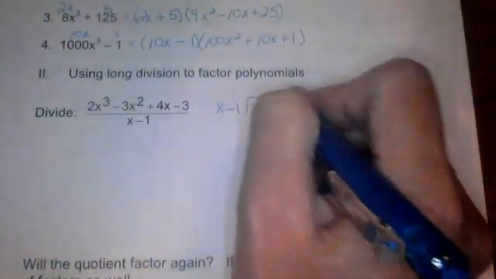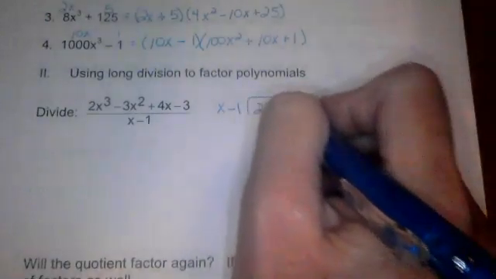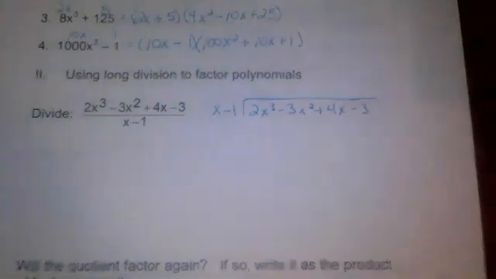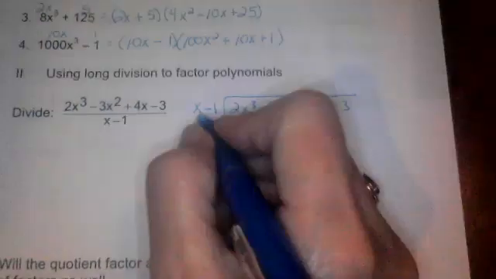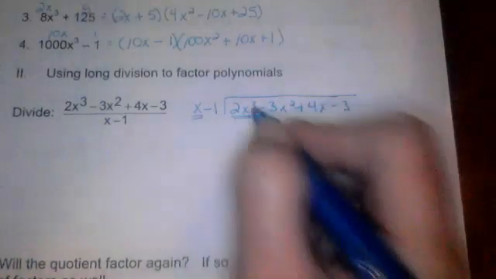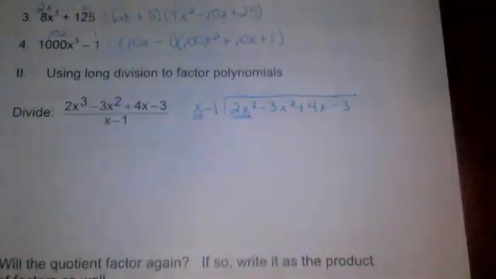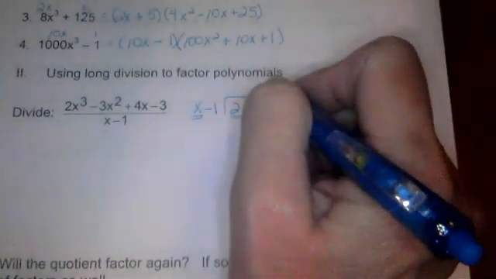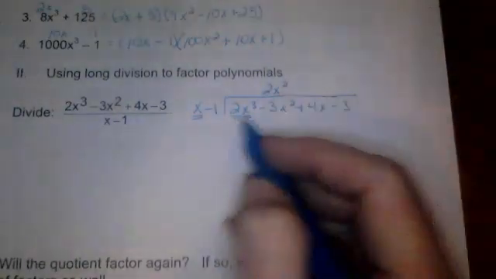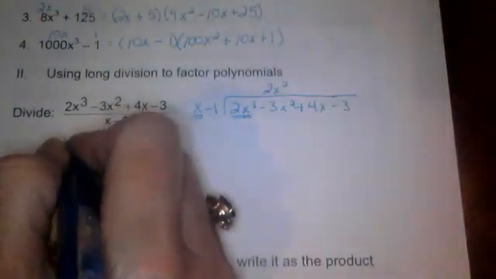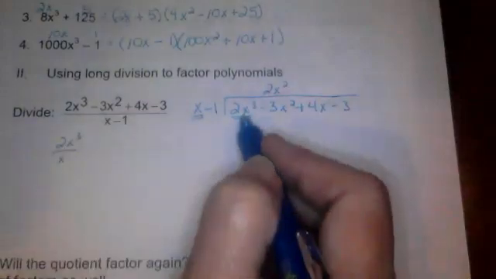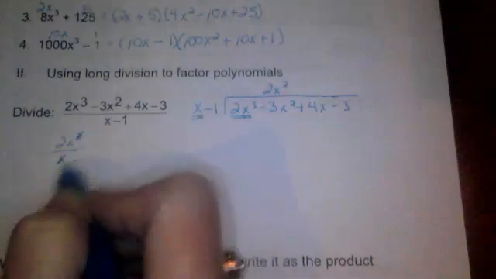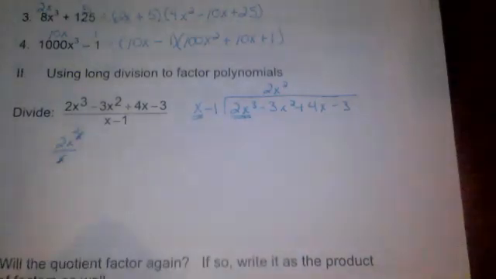So we have 2x cubed minus 3x squared plus 4x minus 3. All right, so when we're dividing, we're going to take this first value and divide it into this first value. So x will divide into 2x cubed, 2x squared times. And if you're not sure about that, then think about it this way. 2x cubed divided by x. We're just taking that and dividing it by this. And this reduces down so that all we have left is 2x squared.